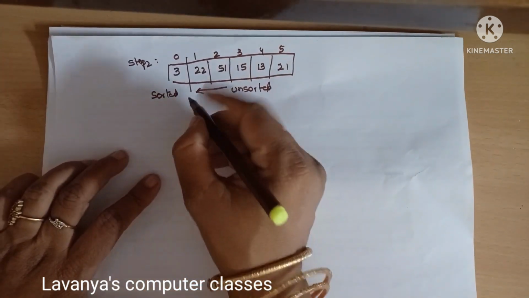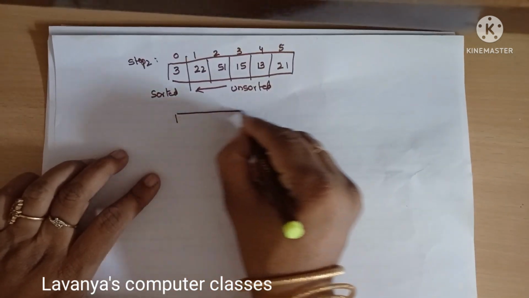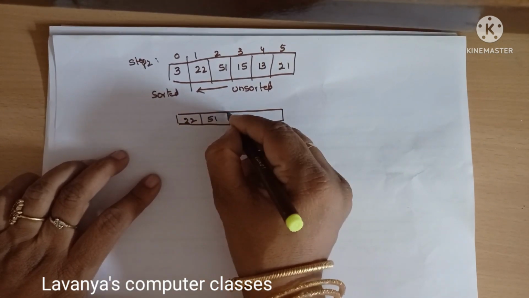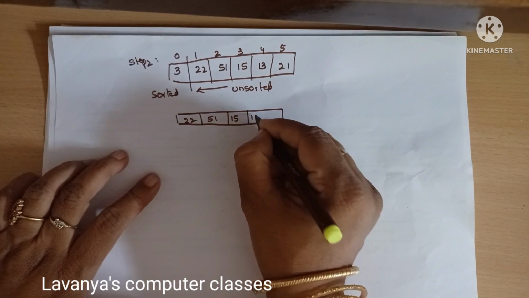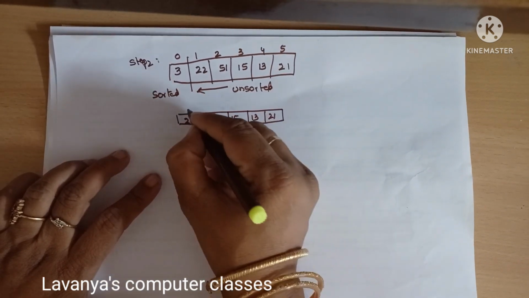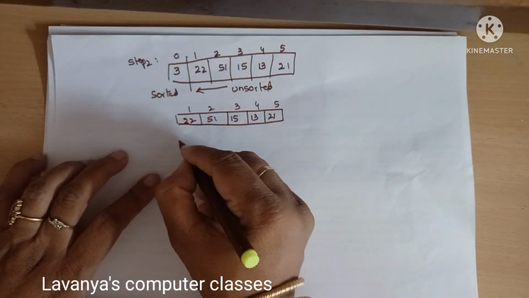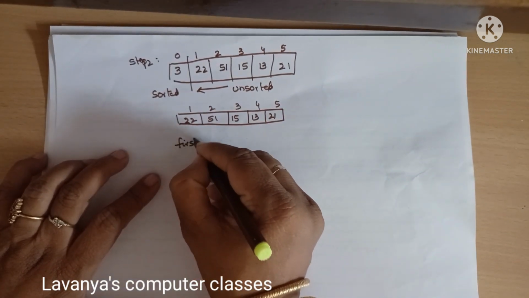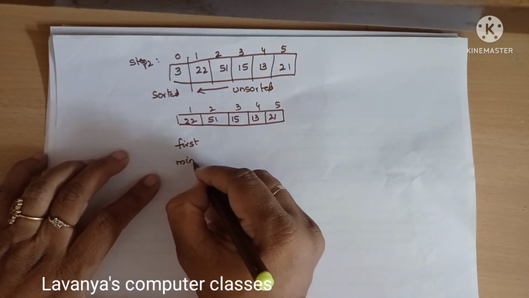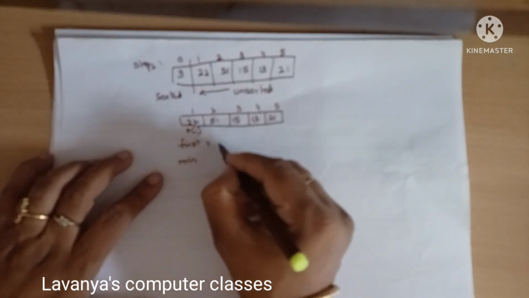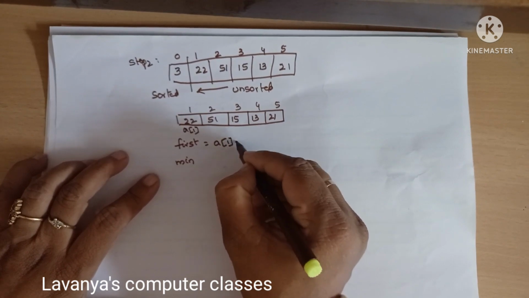Again repeat the same procedure. Take these elements only: 22, 51, 15, 13, 21. This is the first place, second place, third place, fourth place, fifth. Same procedure: again find the first element and also find the minimum element. Which one is the first element? The first element is A of 1. What is the value of A of 1?